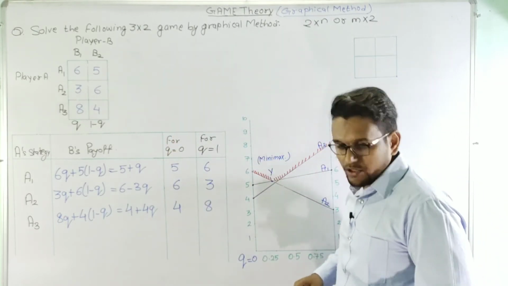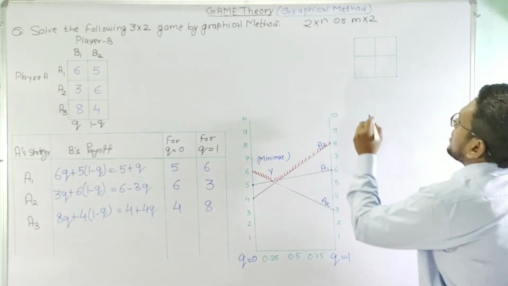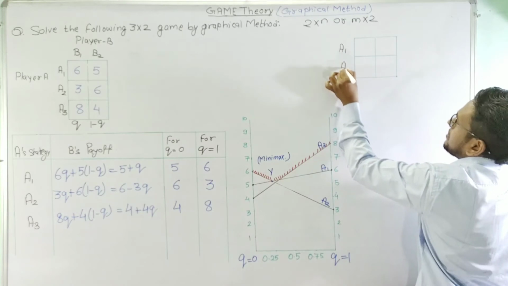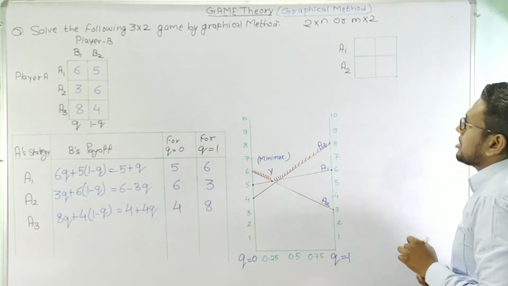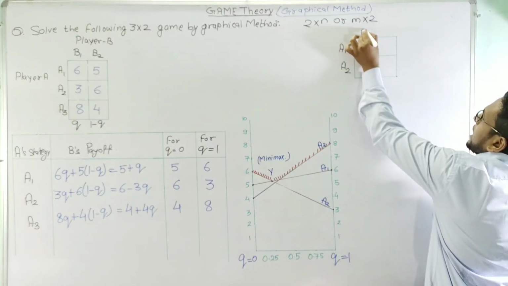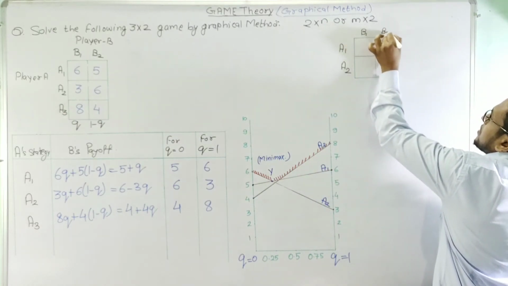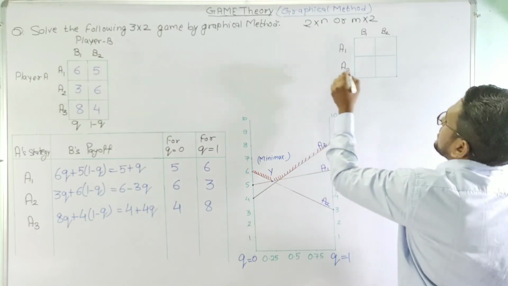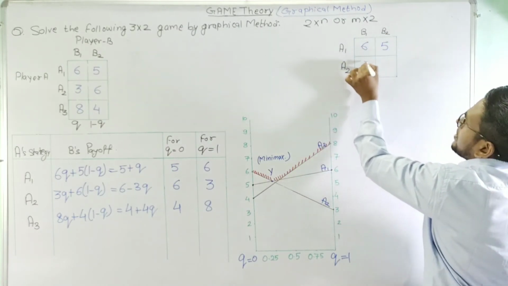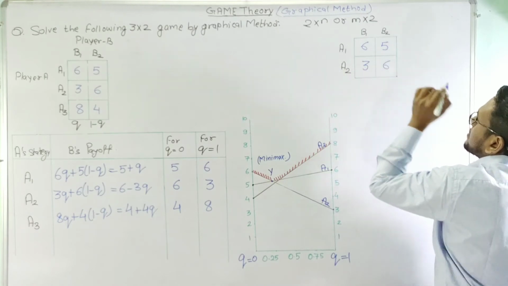Now let us draw this 2 cross 2 matrix here. This is strategy A1 and this is strategy A2. Similarly, player B has only 2 strategies, so it will play B1 and B2. And let us write this from the matrix. This is 6, 5, 3 and 6.